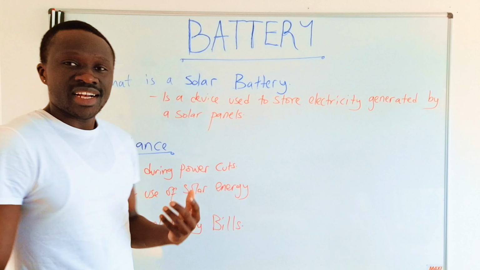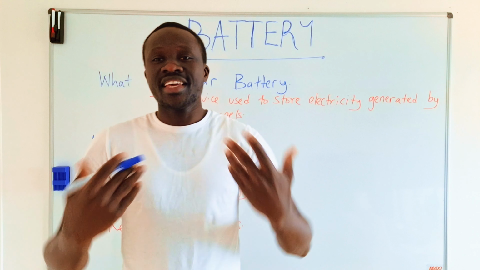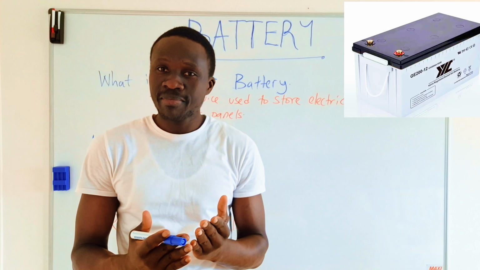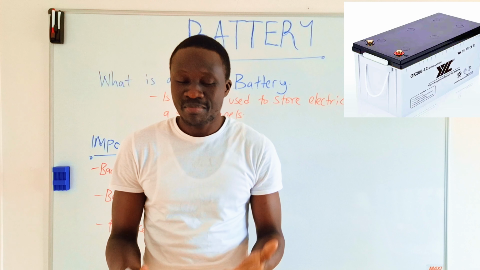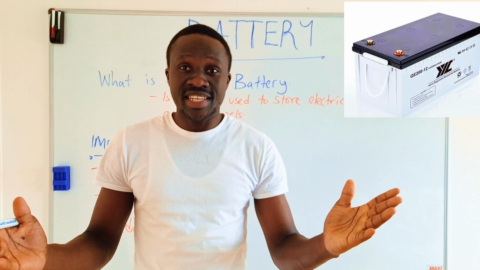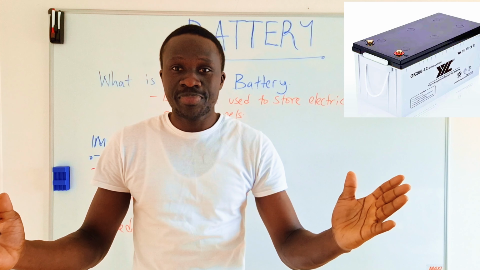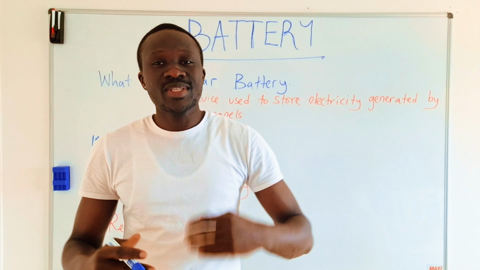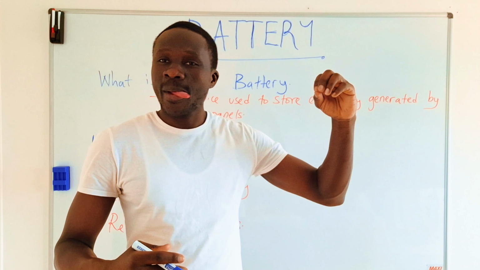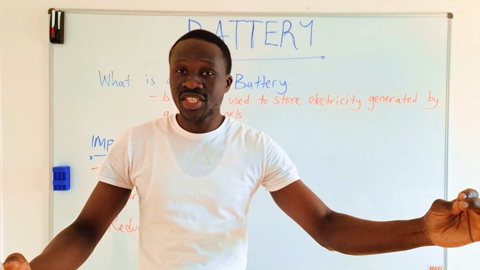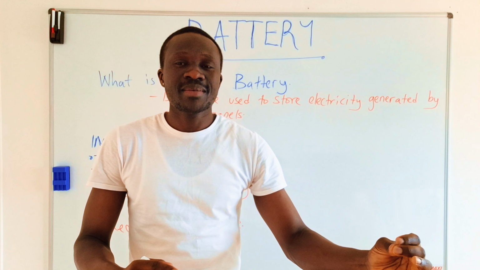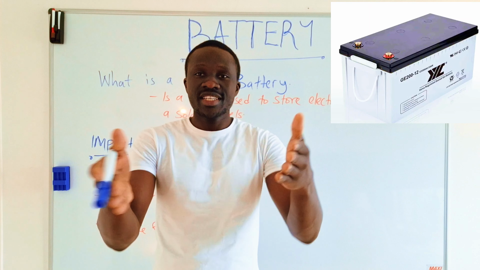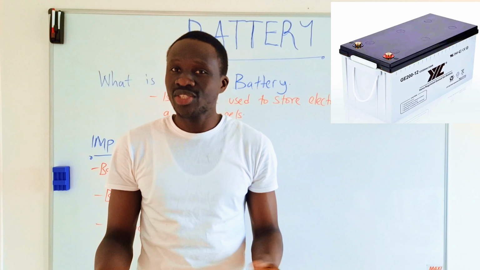Now let us see these batteries. What are they? Do they have some use or importance in our solar system? Because you can design your solar system without a battery, and it will work during the day. Your lights, your TV, your radio, your fan and your fridge will work. But at night you will be in the dark, and your gadgets will not work. Here comes the importance of the battery.